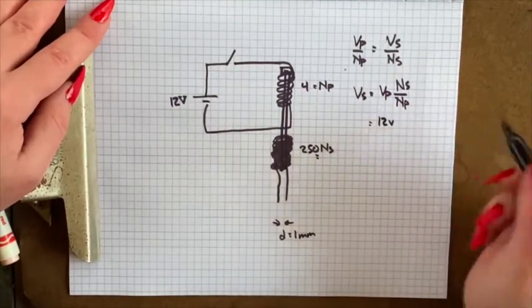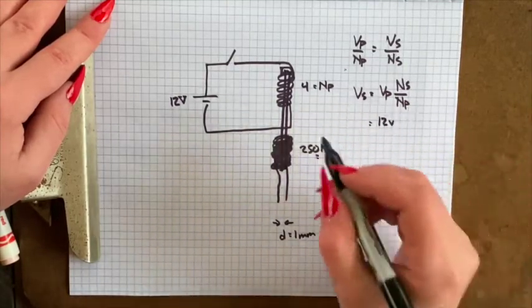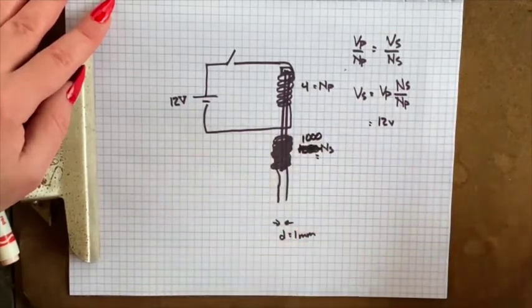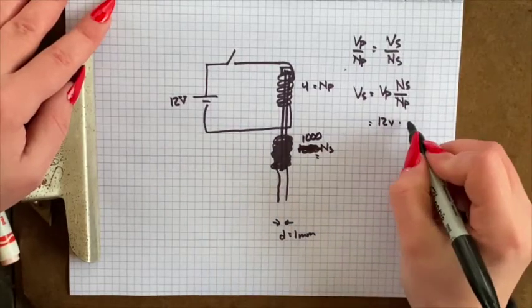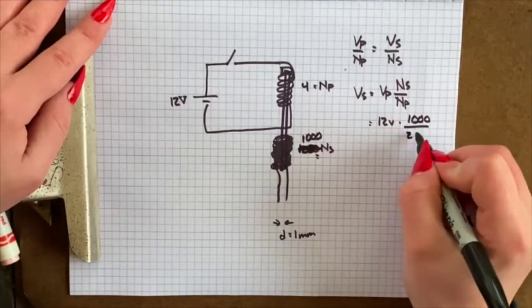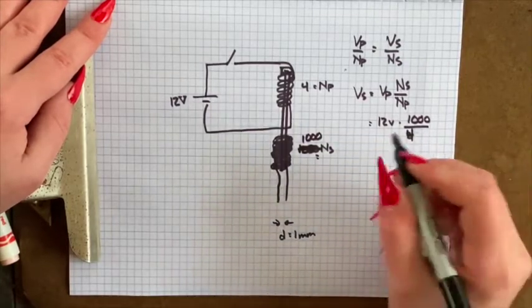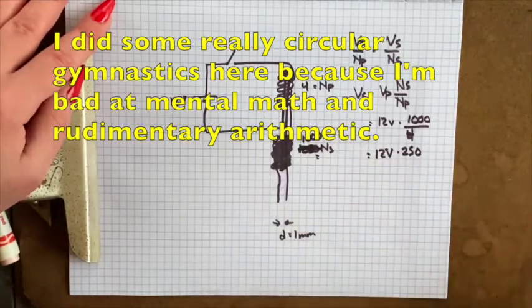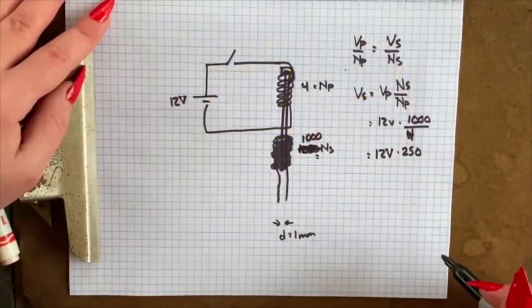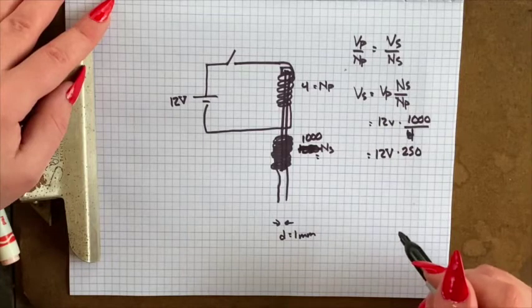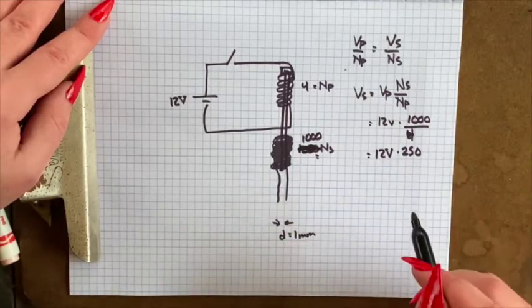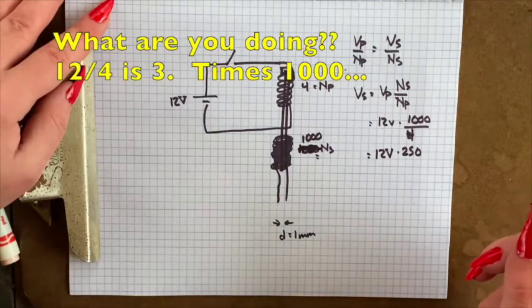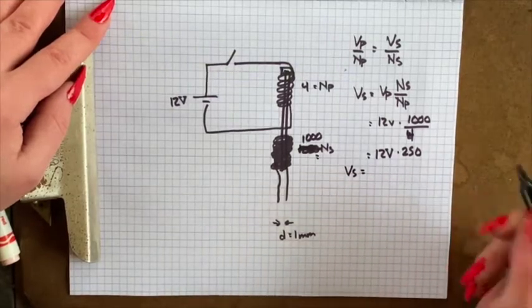So my primary voltage was 12. My secondary, oh, I didn't mean 250, I meant 1,000. My bad. I wanted the turn ratio to be 1,000 over 4. So that gives me 12 volts times 250. It's just a multiplier, right? So help me figure out this value. The mental math I'm not great at. I mean, I'll be the first to admit it.